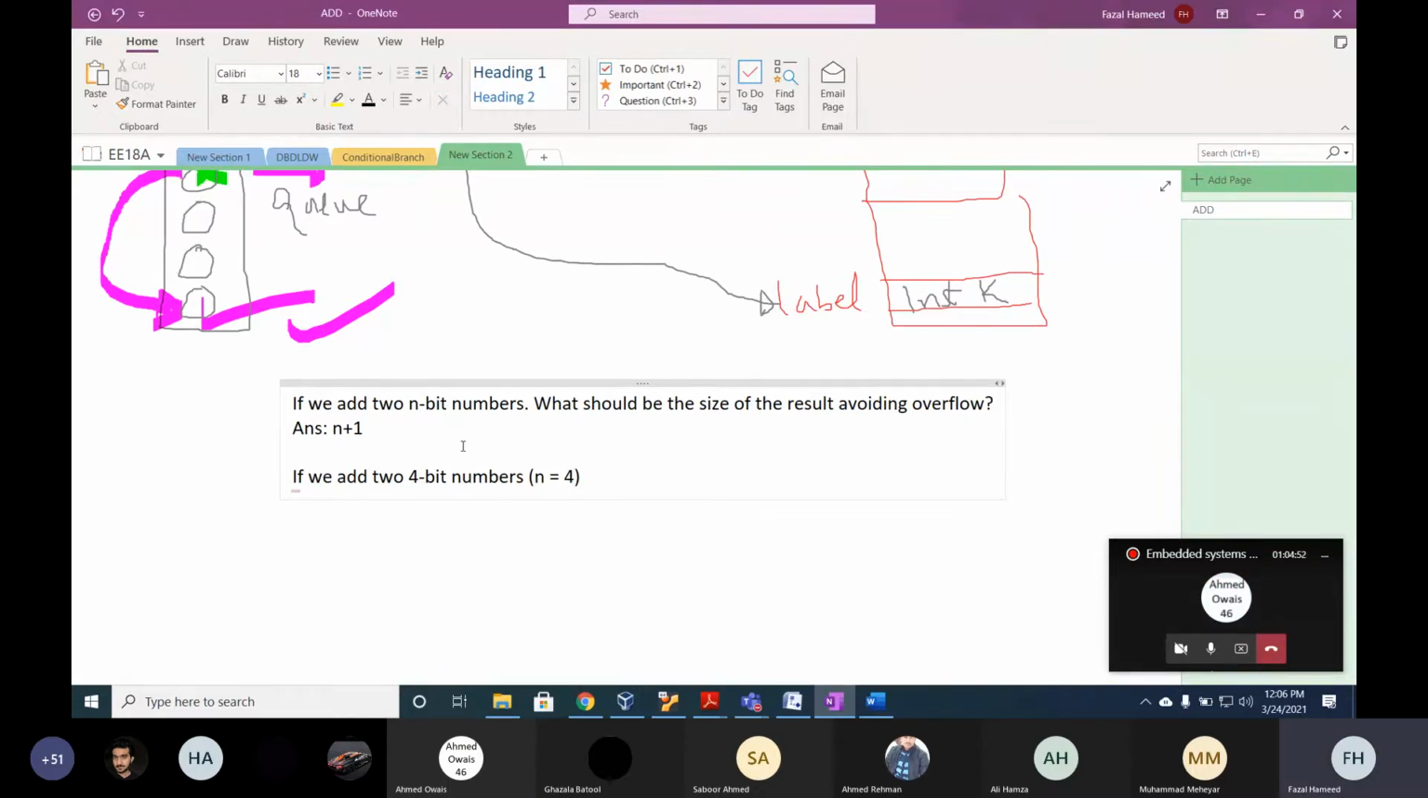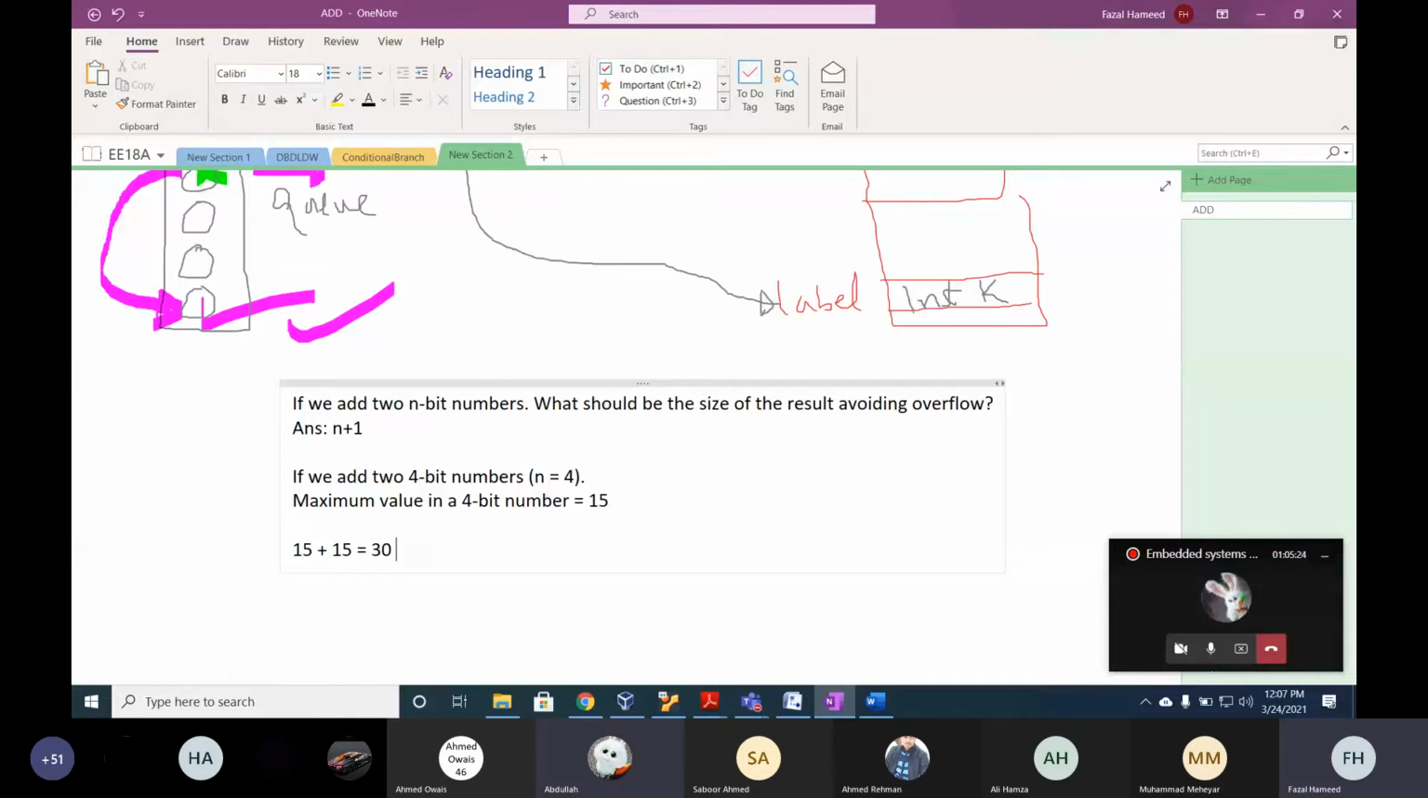Okay, what is the maximum value in a 4-bit number? 15. The maximum value in a 4-bit number is 15. So let's assume we add the maximum number, 15 plus 15. What is the result now? 30. Am I right or not?